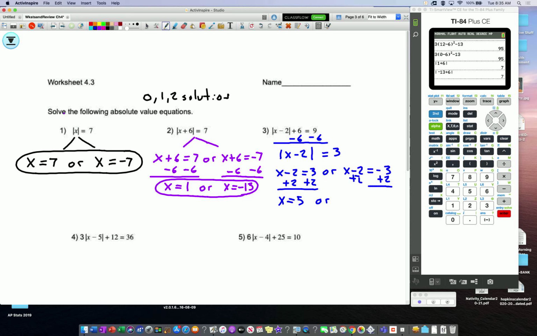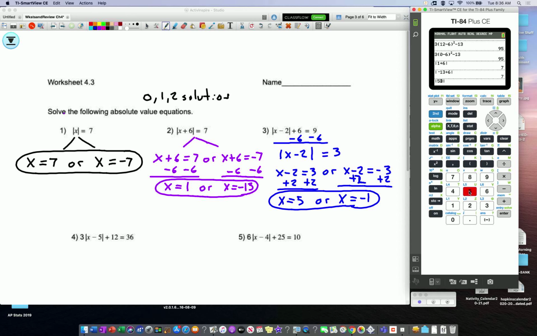Boy, it doesn't want to take my 2 sometimes. That's not a good looking 2. X equals -1. So let's just do a quick check. Math, right arrow, select that absolute value. My first answer was 5. So 5 minus 2 outside my absolute value should be plus 6. That should equal 9. So far so good. Math, right arrow, absolute value, -1 minus 2. And then I add 6. And look at that, I also get 9.